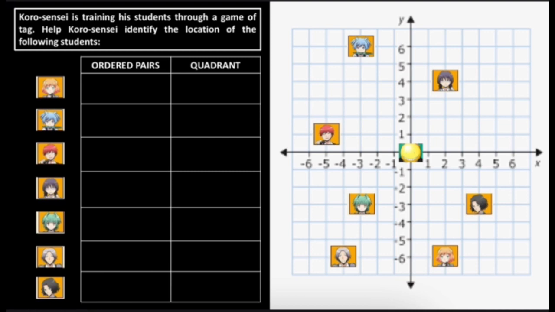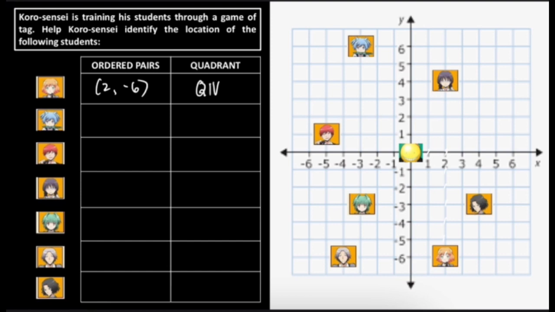If Core Sensei tries to identify the location of the orange-haired girl here, he will start from the origin. So from the origin, we go 1, 2 to the right. So that's our first number for X, 2. Because we went 2 units to the right, but for us to reach the orange-haired girl, we have to go 1, 2, 3, 4, 5, 6 downwards. So the location is at 2, negative 6 for the ordered pair. While for the quadrant, it's in quadrant 4. Why is it in quadrant 4? Again, we start from the upper right, that's our quadrant 1, and then counterclockwise.